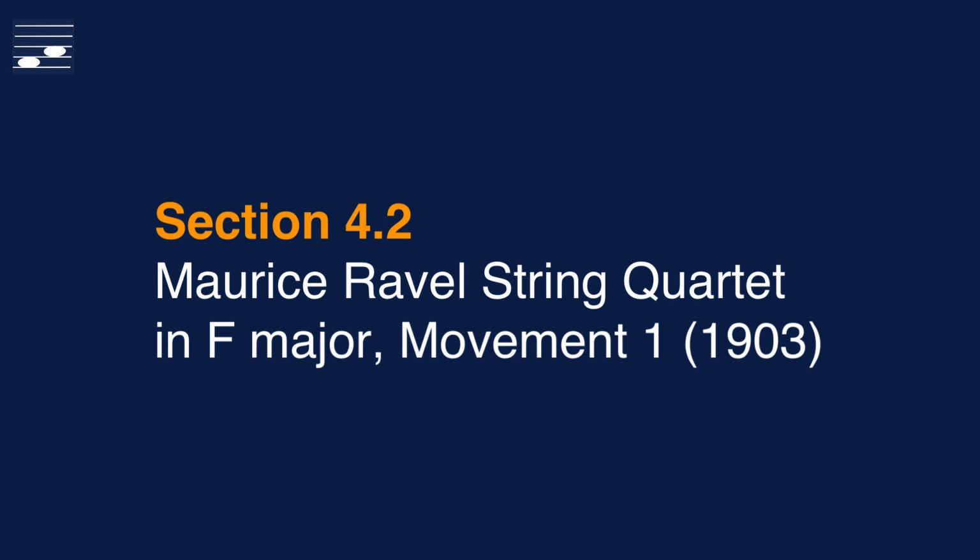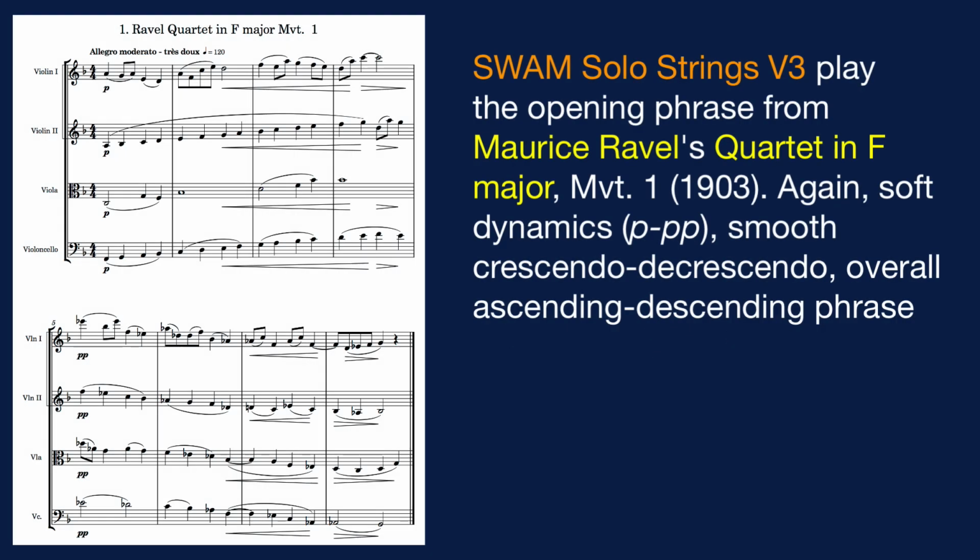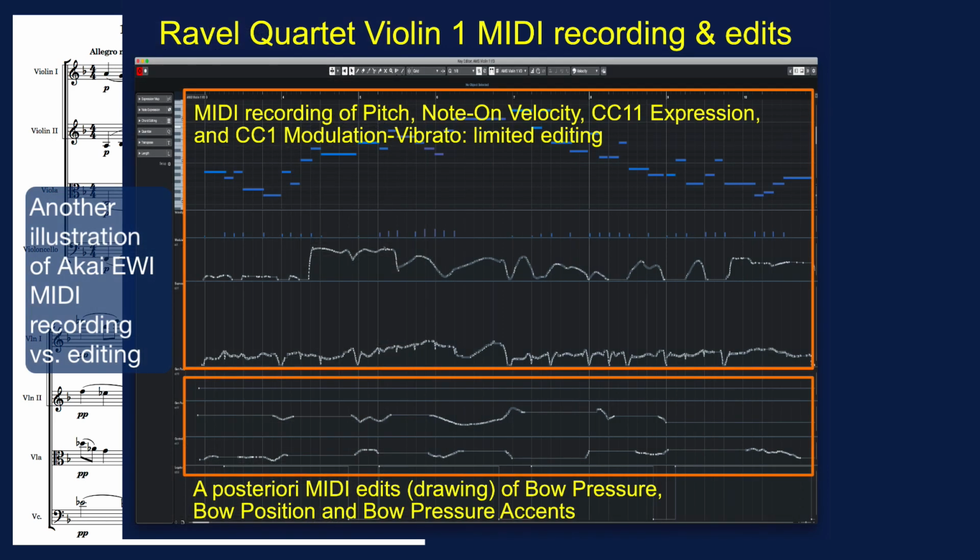I was really impressed by the SWAM string quartet sound and felt inspired to try the opening measures from the Maurice Ravel string quartet in F major, which is compulsory reading for every arranger that wants to write for a small string group. The score shows soft dynamics with limited swelling and an overall ascending-descending pitch curve with apex in the middle. The MIDI signal plot from Cubase shows the recorded signals at the top for first violin, where I did very limited editing. Afterwards, I added the bowing control by drawing lines shown at the bottom.